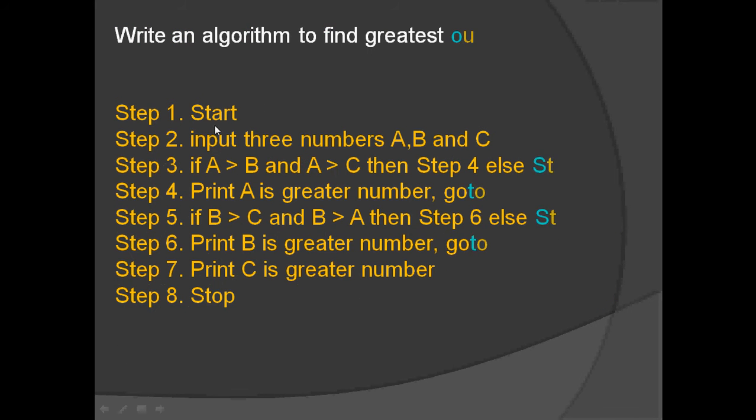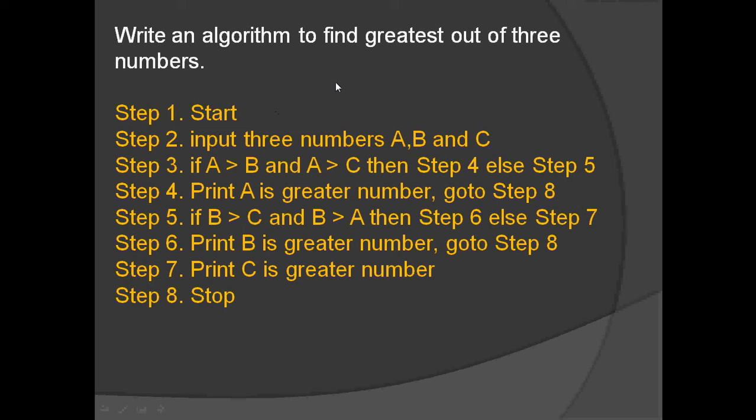Now next, another algorithm to find the greatest out of three numbers. Suppose you have three numbers, that is 5, 6, 7. You have to make comparisons between those numbers and find out which is the greater number. So in step 1 you start. In step 2 input three numbers A, B and C. So three variables are declared here, that is A, B and C, and in these three variables you'll be entering the three values, like 5, 6 and 7.